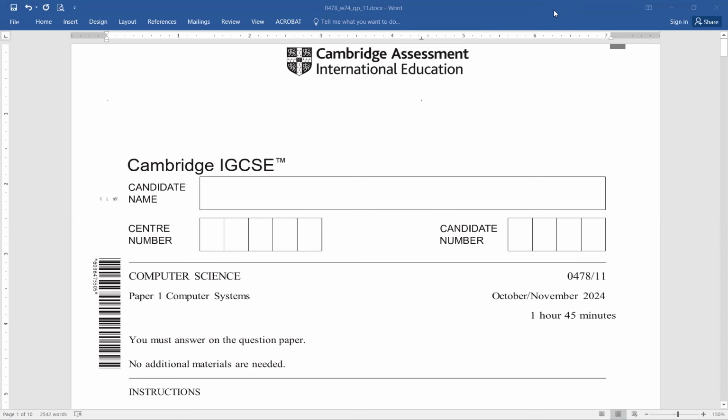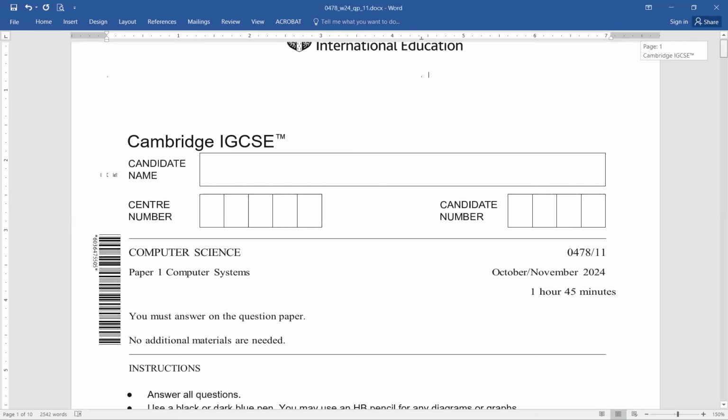Okay, today we are solving one more paper, paper 1, Computer Systems. This is October-November 2024, paper 1-1. The duration of the paper is 1 hour 45 minutes. You have to answer on the question paper. No additional materials are needed.